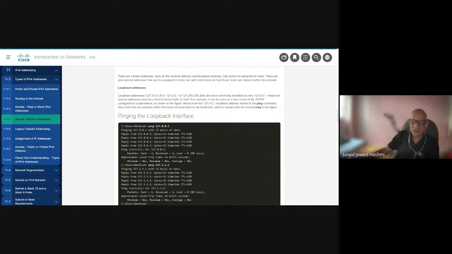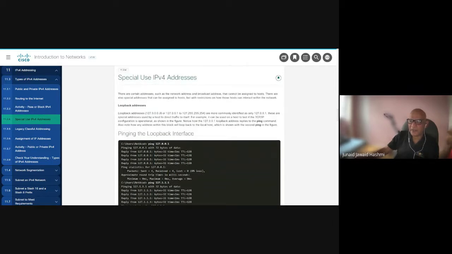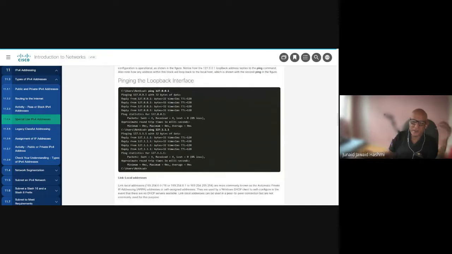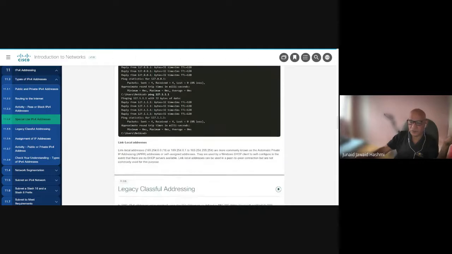And then you have special use addresses, for example, a loopback address. If you cannot access another host on the network, or you cannot access the internet, you can use a loopback address to see if the IP protocol is correctly installed on your computer. What it does is ping itself, the loopback address. You cannot assign a loopback address to any host. So this is for troubleshooting.